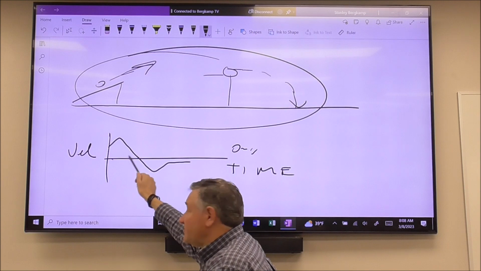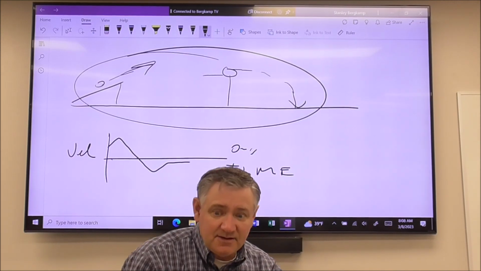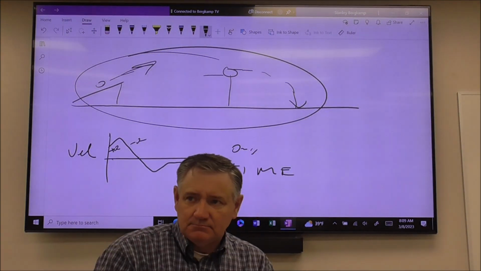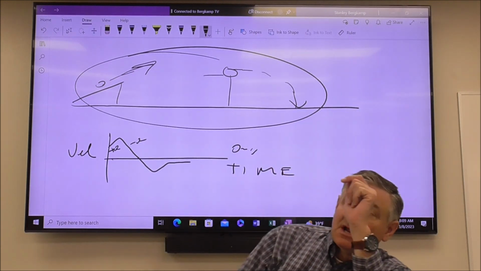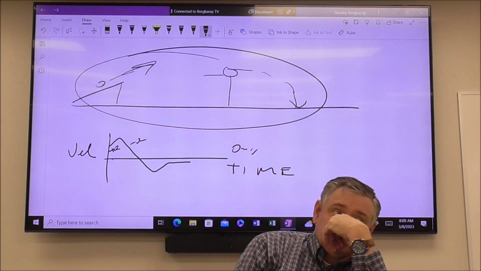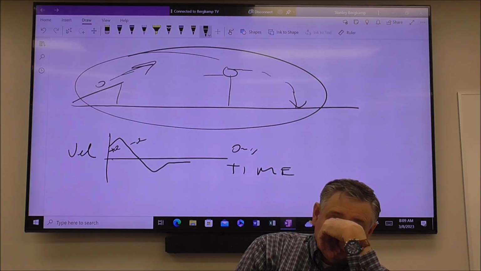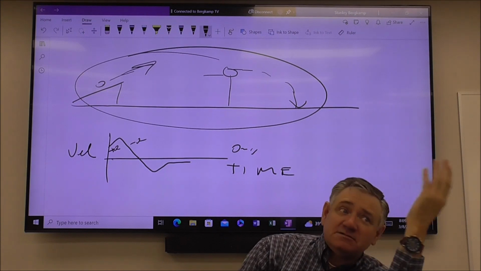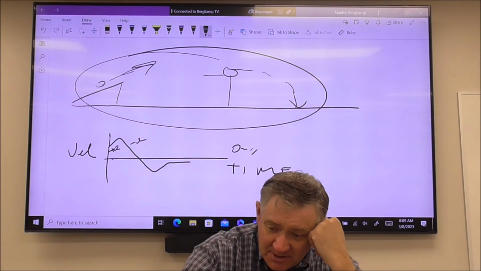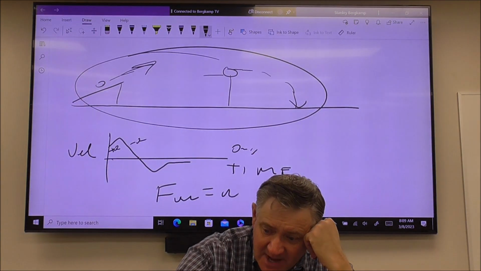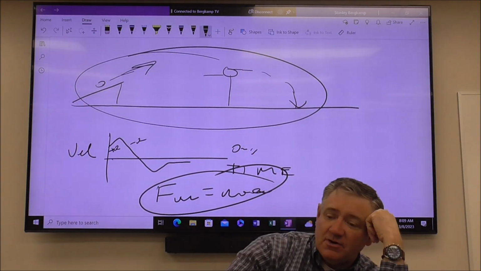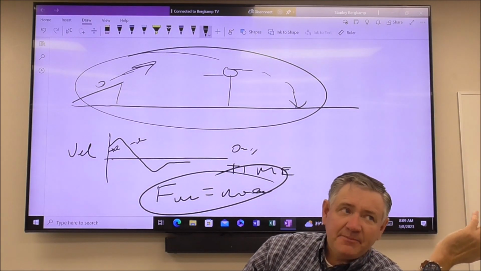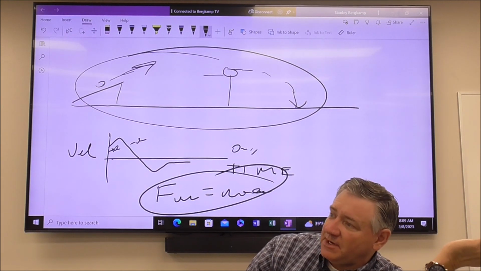I did not change direction right there, because all I did is go from positive acceleration to negative acceleration. Now, did my net force change sign? Yes, because remember, net force equals mass times acceleration. So I went from a positive acceleration to a negative acceleration. The only way that can happen is if I change the sign of my net force.